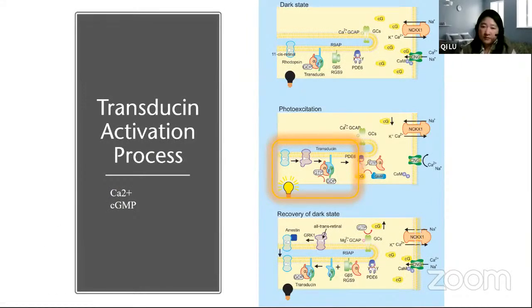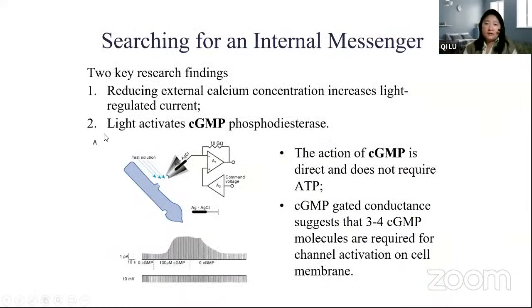Calcium and cyclic GMP play a very important role in phototransduction. In the history of vision science, people were searching for an internal messenger. They were wondering which second messenger serves visual activity. For a very long time, people thought that calcium functions as the key messenger, and there were a lot of experiments demonstrating that without calcium, it's not functional.